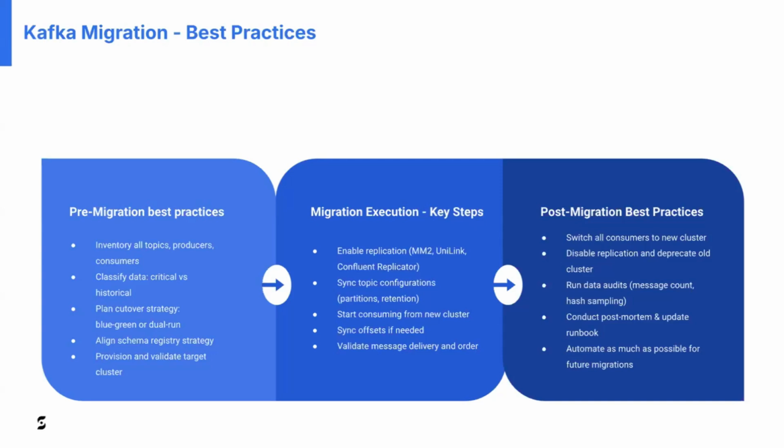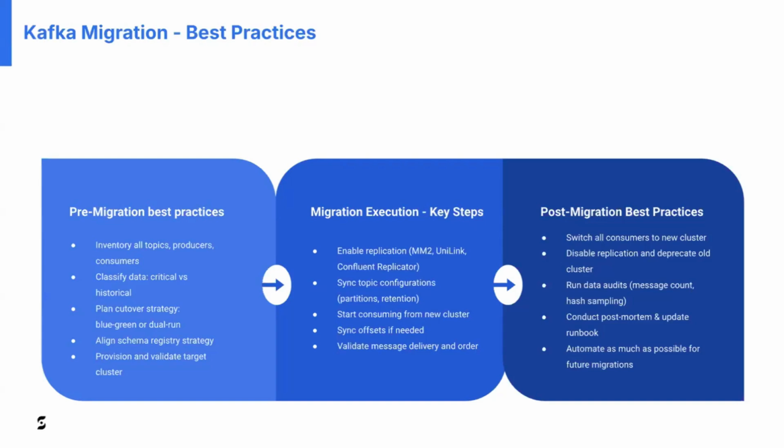Okay, so for the migration execution itself, the most important move is the one that I mentioned in my first bullet point, enabling replication. You can use, for sure, tools like MirrorMaker, UniLink, or Confluent Replication. I will talk about this in deeper detail in a couple of slides, but I want to mention real quick that here's where UniLink shines, right? Because it can mirror topics, partitions, and offsets in real time with schema and ACL awareness.